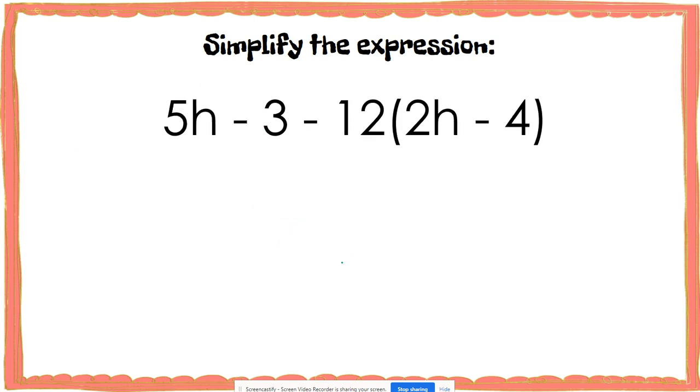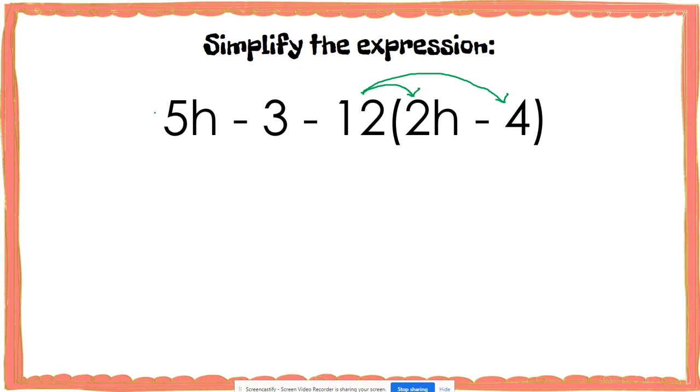Let's look at this expression. I see that I have a 5h and a negative 3, but they can't be combined in any way yet. I also notice that I have 2h minus 4 in parentheses, which also cannot be simplified, but it's being multiplied by this number out here. That means I can distribute this to every number inside of my parentheses.